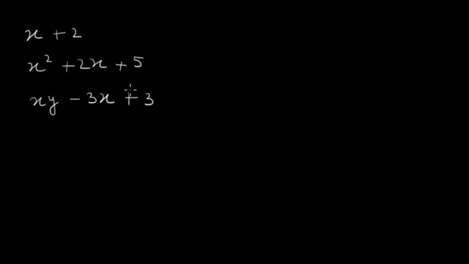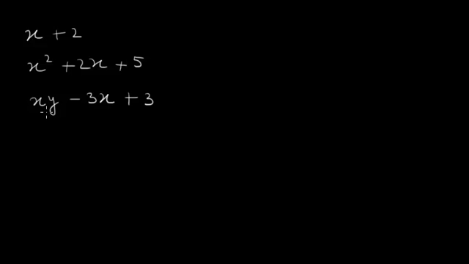In the first example, x plus 2, there are two entities which are added to form an expression. These entities are called terms. Here in the second example, x square is one term which is added to 2x and then added to 5 to form an expression. Here x square, 2x and 5 are the terms of this expression.